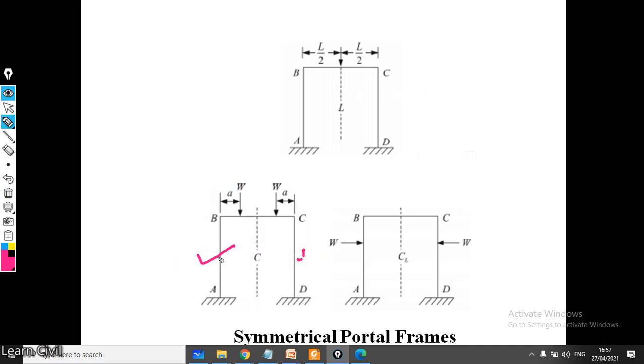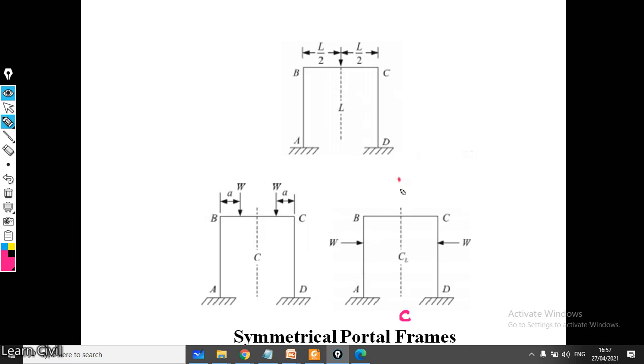If we consider this as I and this as 2I, you can see for this column AB and CD, the I is the same and the length is the same. If we see the loading arrangement, it is also symmetrical about this axis XX. Let us consider this axis is XX, then the loading is symmetrical, and the properties of all the beams and columns are symmetrical about this axis. Okay, now figure C.